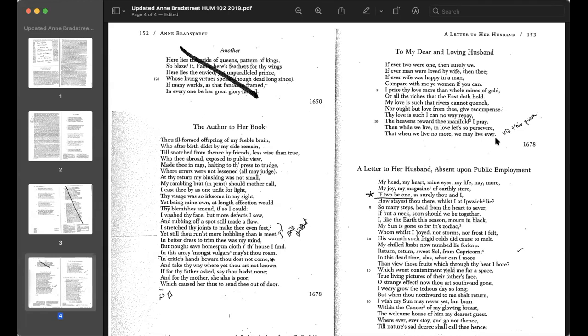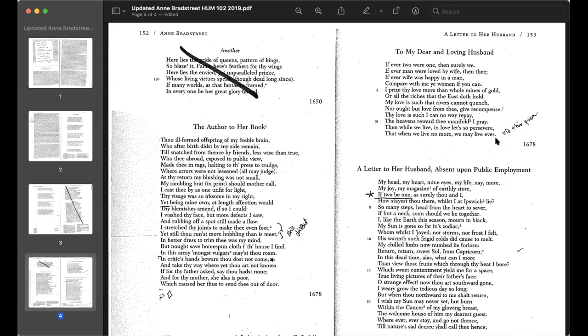And then finally she spends the last few lines talking about the work of the critic. In critic's hands beware thou dost not come, and take thy way where yet thou art not known. If for thy father ask, say thou hadst none, and for thy mother she alas is poor, which caused her thus to send thee out of door. So critics will read you and they will ask, where did this come from? But take pity on me.